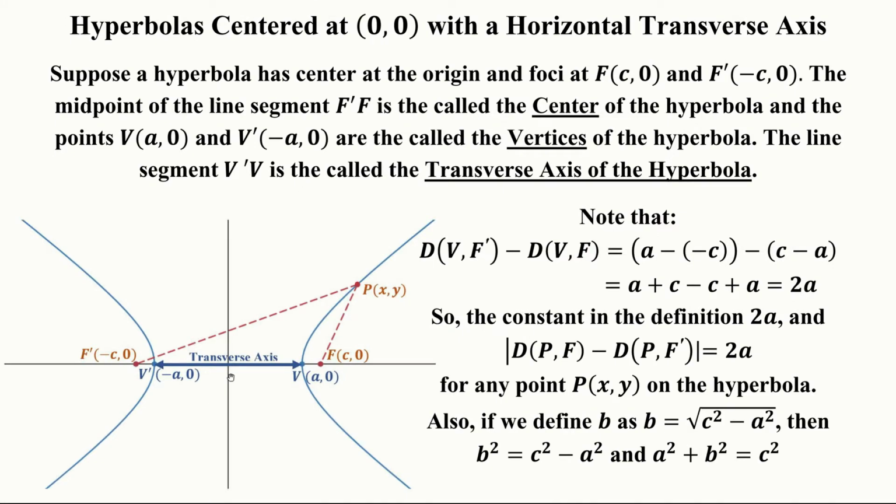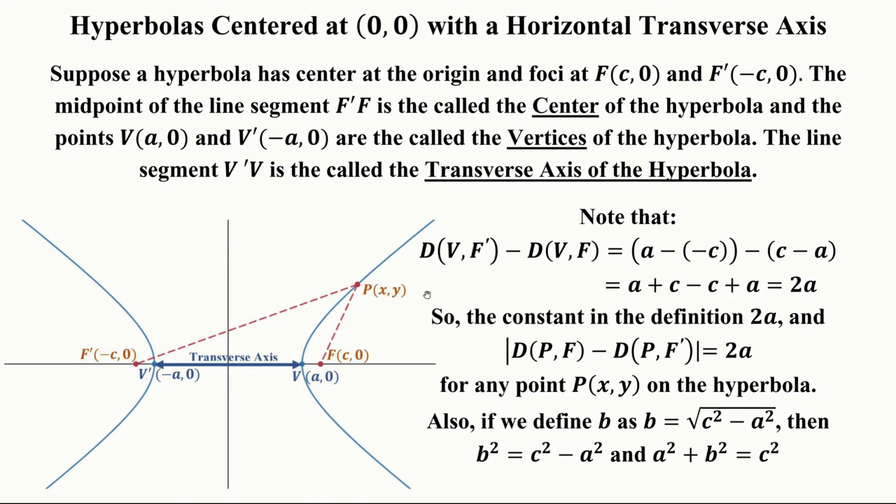Here we have a hyperbola that is centered at (0, 0), and we call this segment joining the two vertices the transverse axis. So this hyperbola would have a horizontal transverse axis, and the vertices are at (a, 0) and (-a, 0), and the foci are at (c, 0) and (-c, 0). From the definition, if we take the point P here, which is on this hyperbola, the absolute value of the difference of these two distances is going to be a constant.